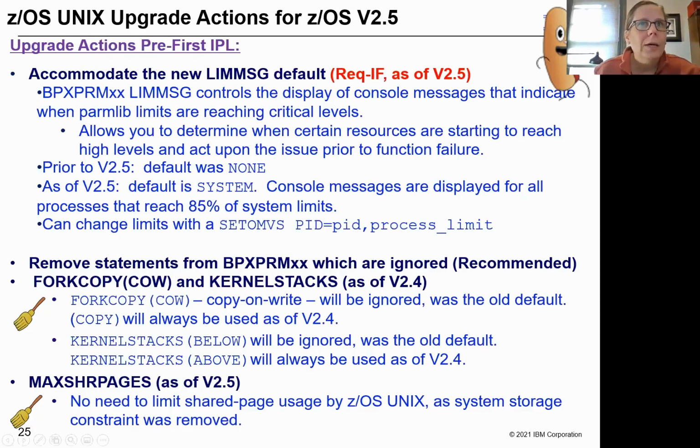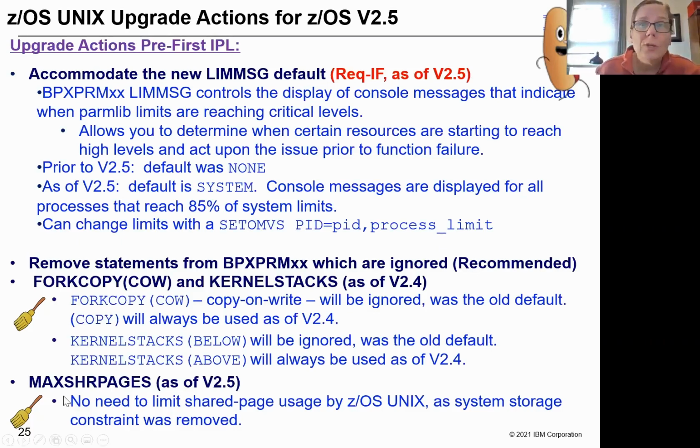And the second item this week is this chart, which is really about removals of items, removals of stuff that just got obsoleted in z/OS Unix. So in 2.4, if you had fork copy or kernel stack specified, go ahead and delete them out. You don't need them, because as of z/OS 2.4 z/OS Unix, we're always going to use fork copy, and we are going to do kernel stacks above. So regardless of what you say, that is what we're going to use. Therefore, why have it in BPX PRM?